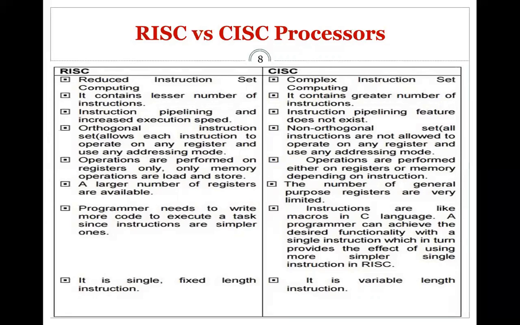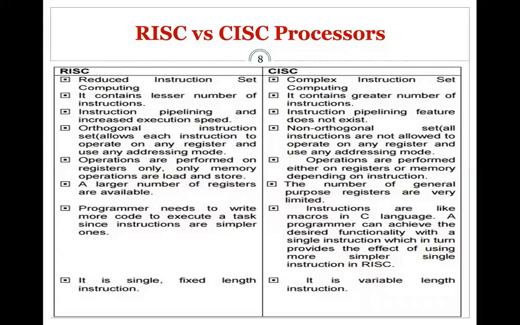As the name suggests, RISC is a reduced instruction set computer, whereas CISC is a complex instruction set computer. So RISC consists of a smaller number of instructions. That's why it is named RISC, reduced instruction set computer. Whereas CISC has complex instructions or a greater number of instructions. Because of simpler instructions, RISC allows pipelining and increased execution speed, whereas in CISC pipelining is generally difficult.